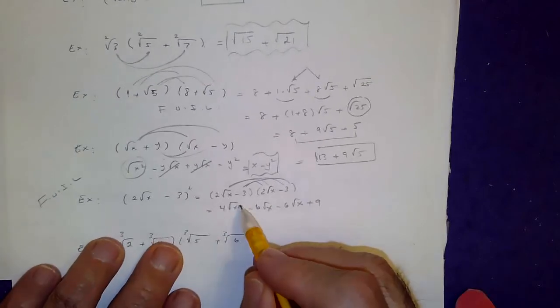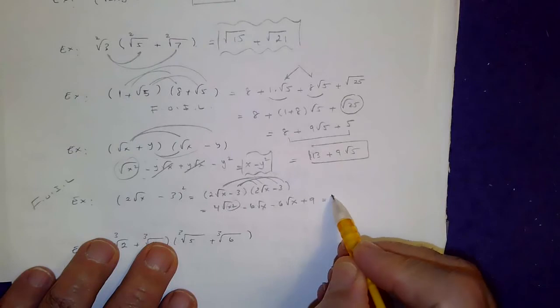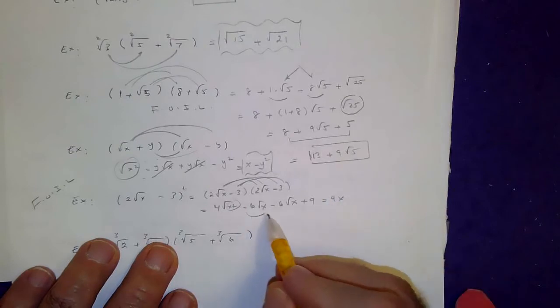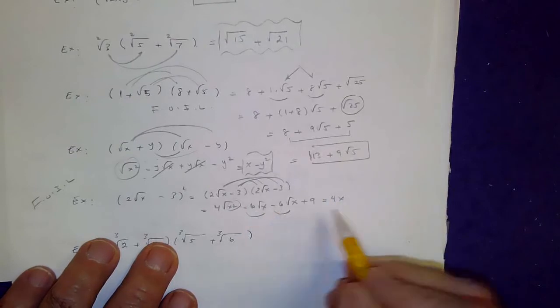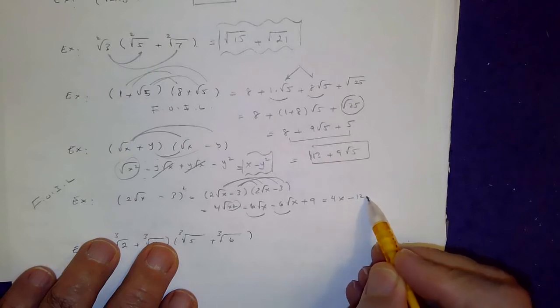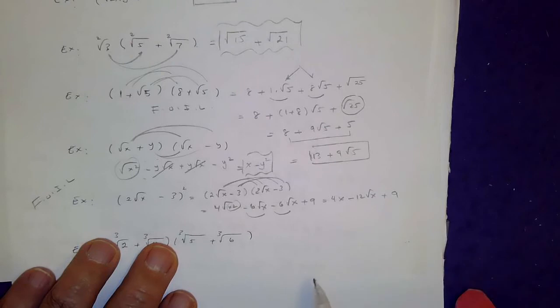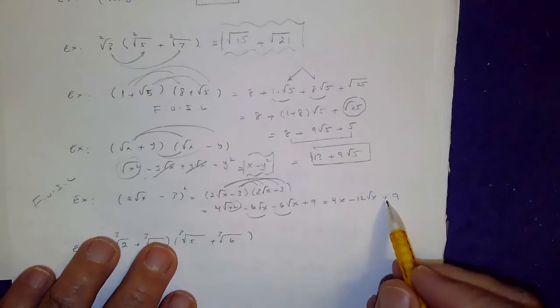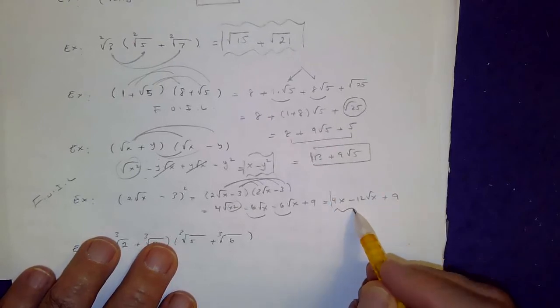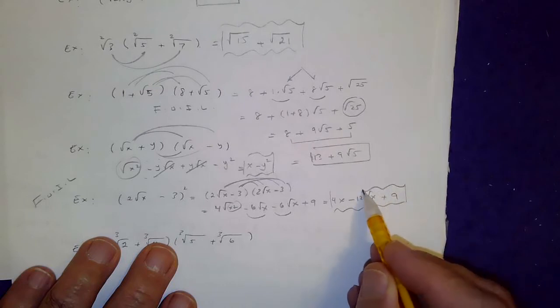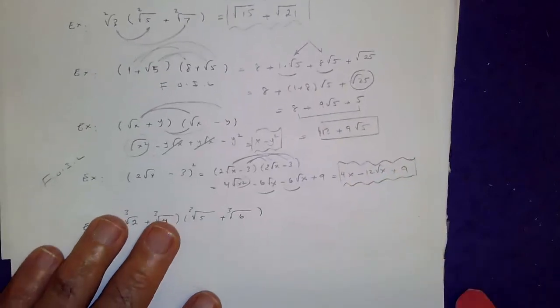But the square root of x squared is x, so that's 4x. These guys combine, negative 6 minus 6 gives you negative 12 square root of x. Don't forget you still have a 9. And none of these guys are like terms, so the answer is what you see inside the box. Final answer.